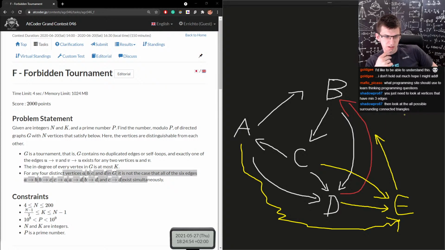Vertices that have minimum 3 edges. We are not given a graph. We need to count graphs.